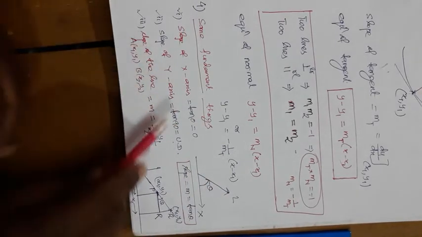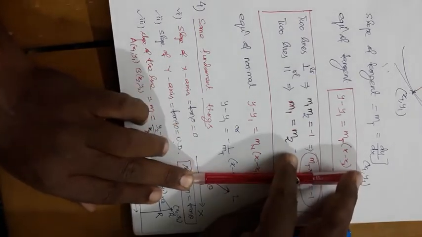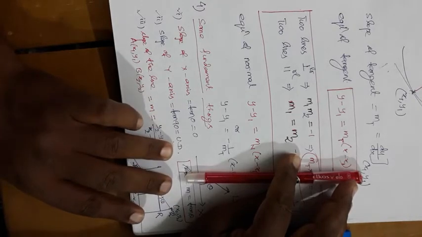What is the slope of the y axis? This is the y axis, and the slope of the y axis is tan 90, which is undefined.